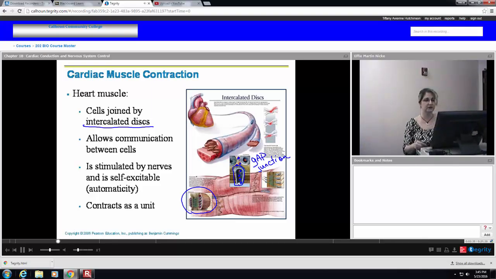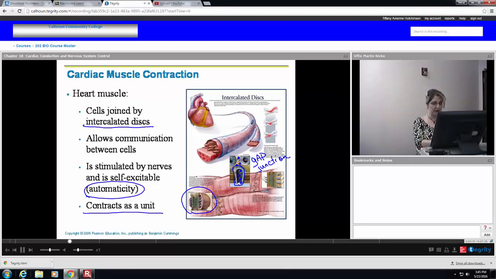Now, these cells within the heart are stimulated by nerve fibers that we'll talk about in a few minutes, but heart muscle is also self-excitable. So it exhibits automaticity, automatically stimulates itself. It's also called autorhythmicity, automatically rhythmic. They have a certain rhythm that is inherent or intrinsic to these cells, and when this happens, it allows the heart to conduct as a unit.